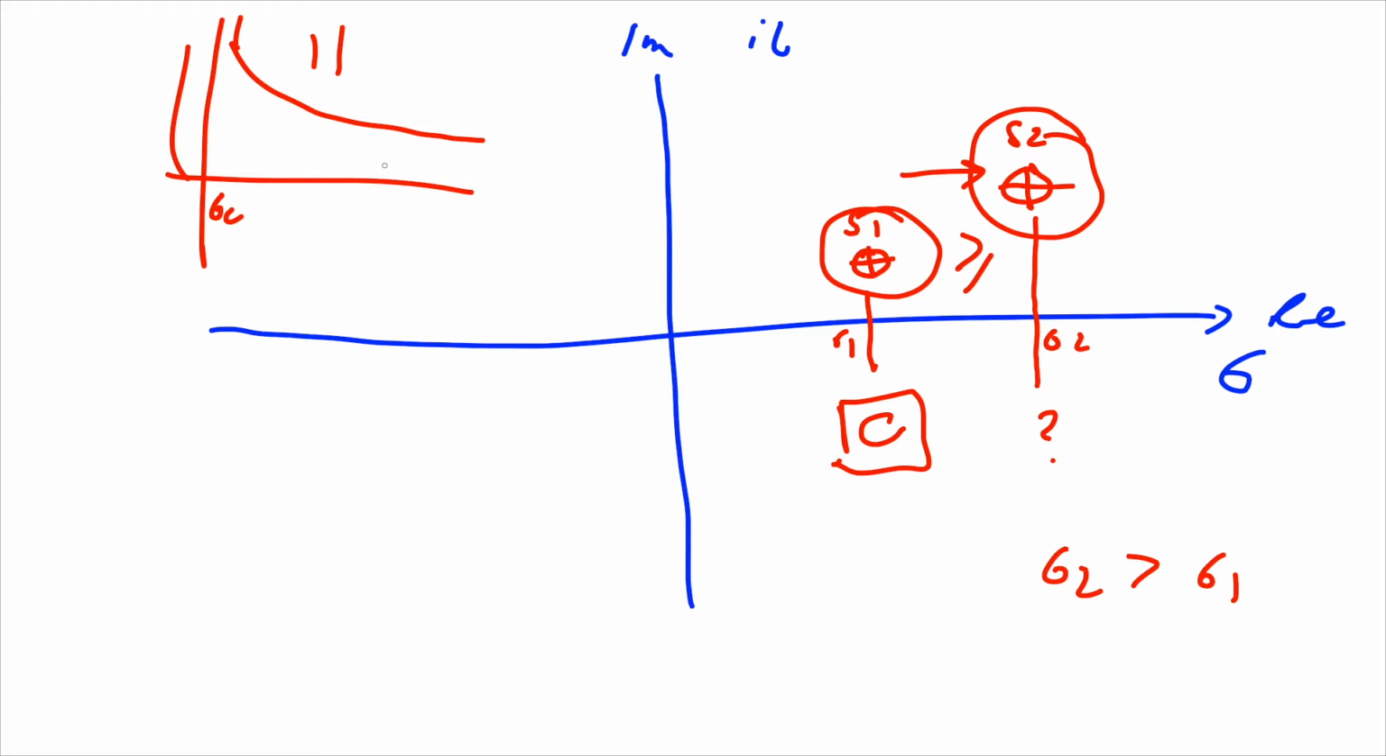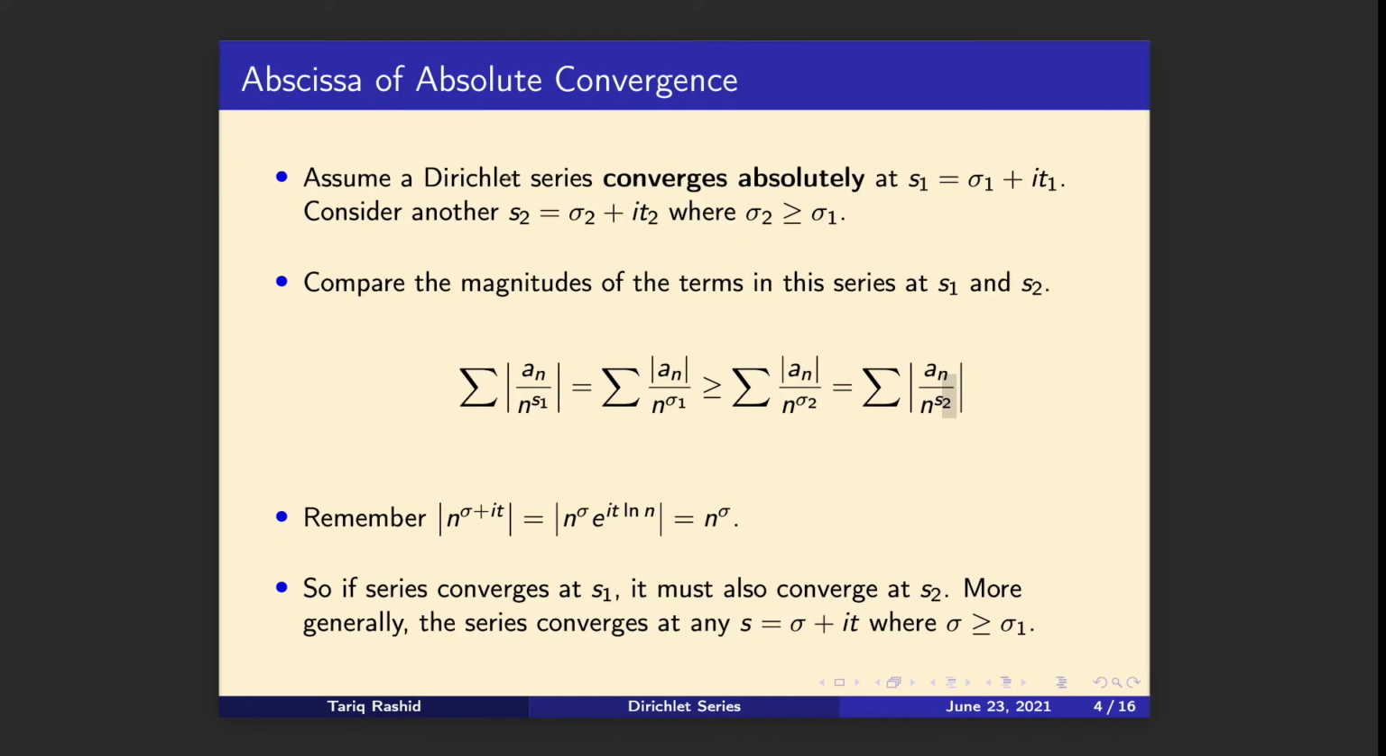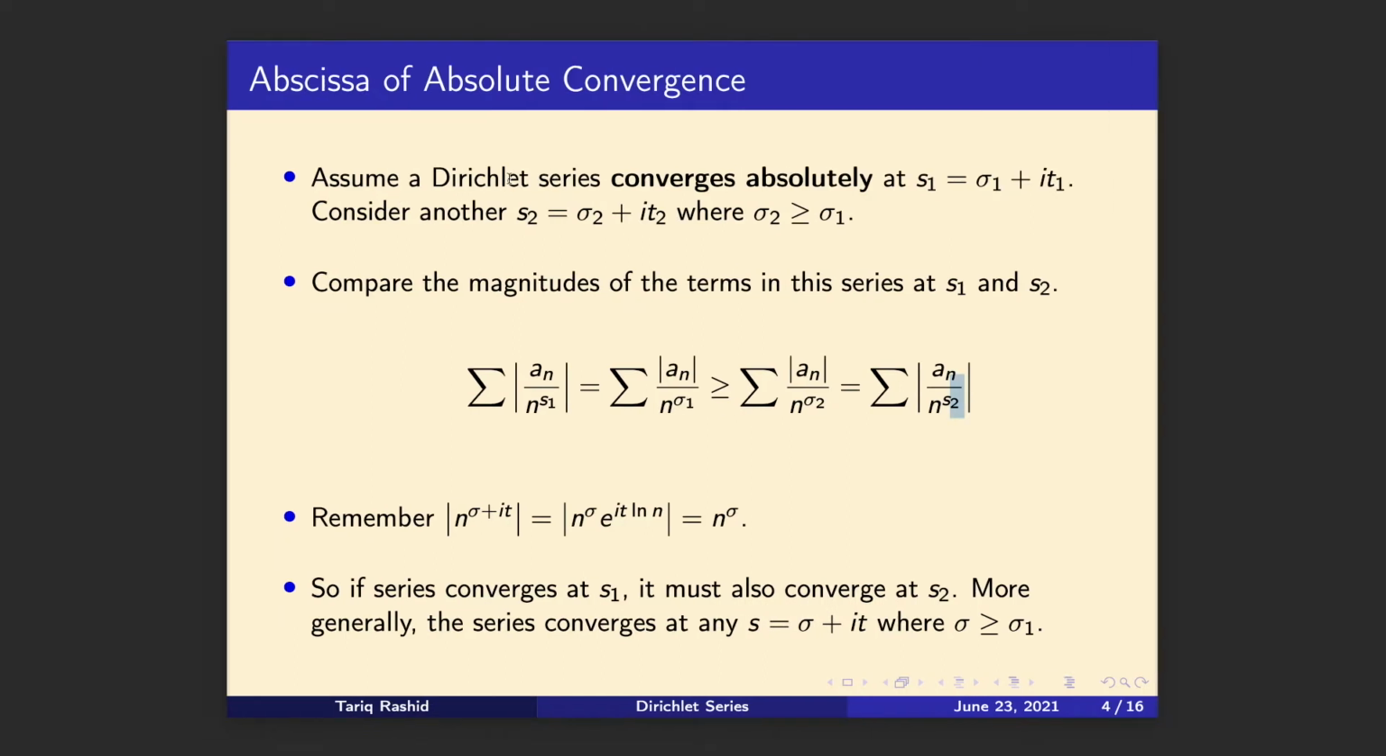But the Dirichlet series all will have a magnitude that's larger to the left and smaller to the right. So that's a nice thing to get a feel for. So we've just said that if the series converges at S1, then it must also converge at S2 because the magnitude is less there.